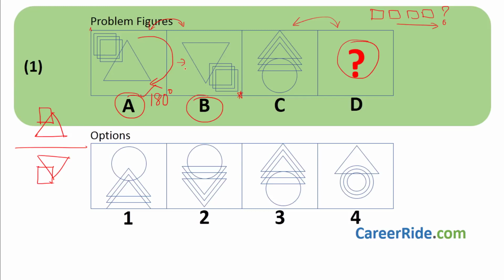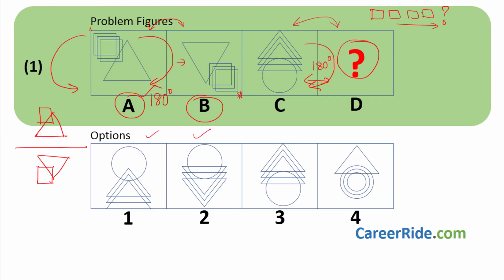So there is a turning of 180 degrees in the clockwise direction. Even if you move it in the anti-clockwise direction, you will still get the same answer. So if this is the relation between these two, the same relation should be between this and this. So turn this 180 degrees. What will you get? First of all, the circle will go up.